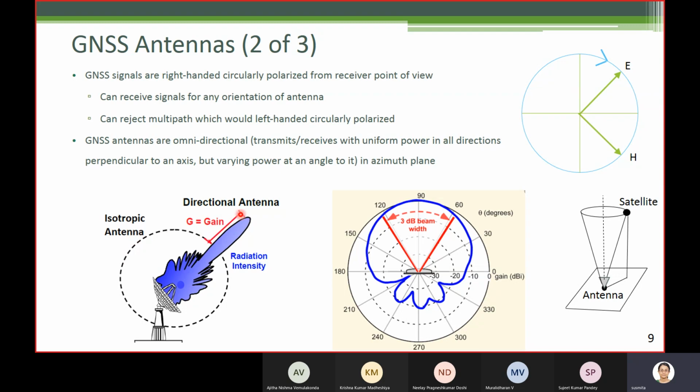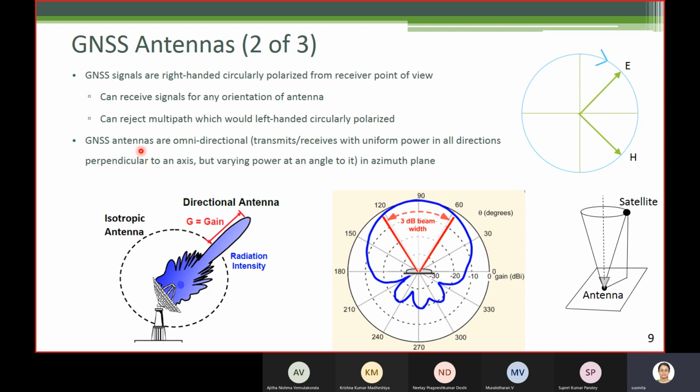Okay? An omnidirectional antenna is something that we can have between isotropic and directional. So it is said that a GNSS antenna is omnidirectional in azimuth plane. Now you will not understand what I mean by this. I will explain to you. What is an omnidirectional antenna? An omnidirectional antenna transmits or receives with uniform power in all directions perpendicular to an axis, but varying power at an angle to it. So you see, it is a combination of both isotropic and directional.